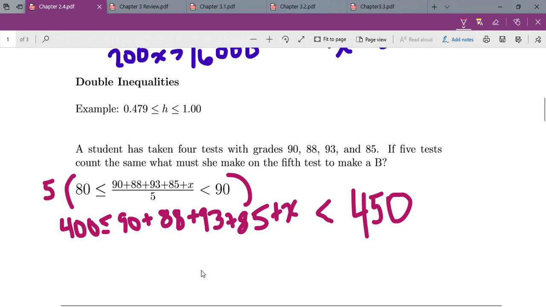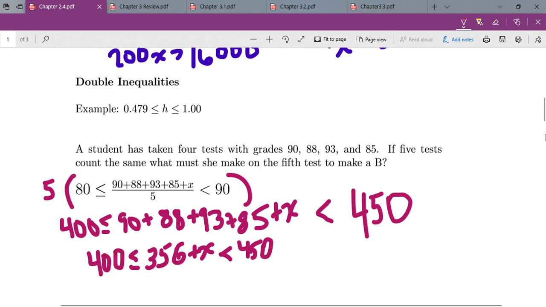Now you need to take your TI and add up all those numbers in the middle and simplify. So 90 plus 88 plus 93 plus 85 should give you 356. So I'm just going to simplify it here: 356 plus x is less than 450, and is greater than or equal to 400.